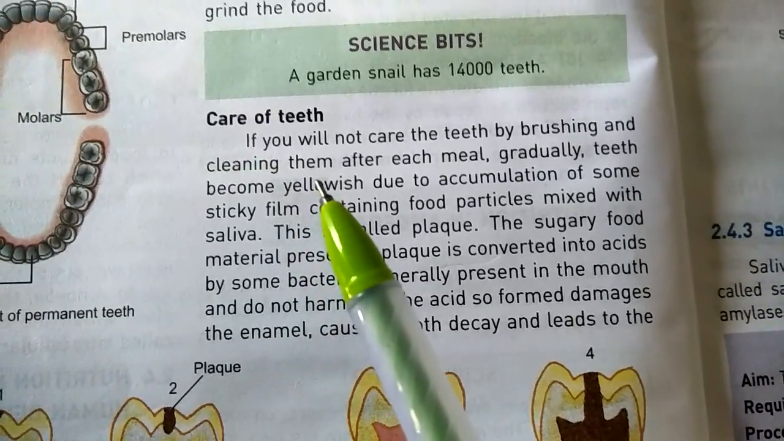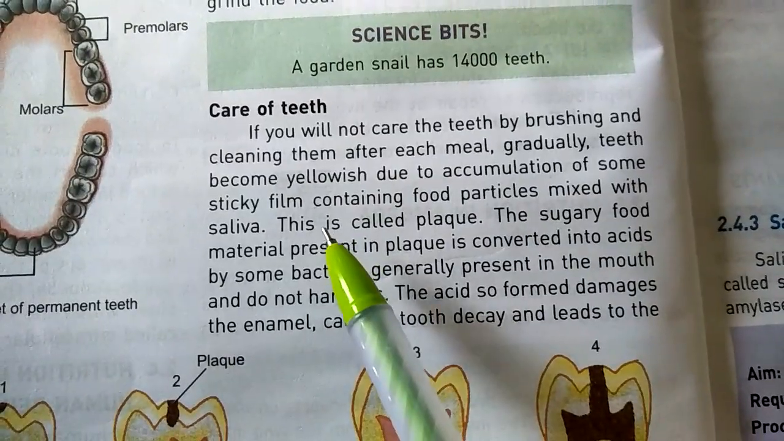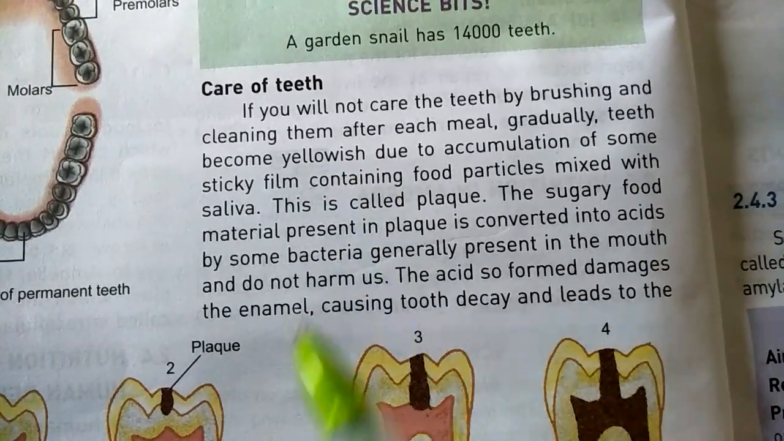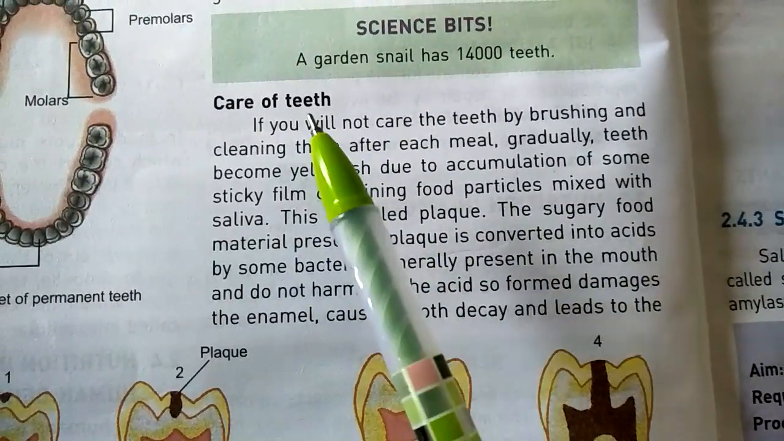Today we are studying the next part of the nutrition of human beings. You have already discussed the mouth and permanent teeth. Now we are discussing how we can take care of teeth.